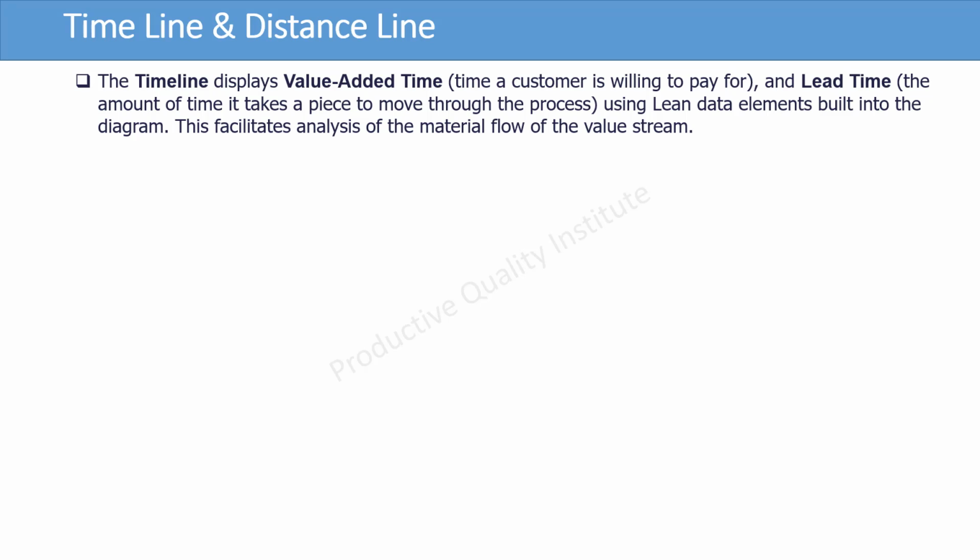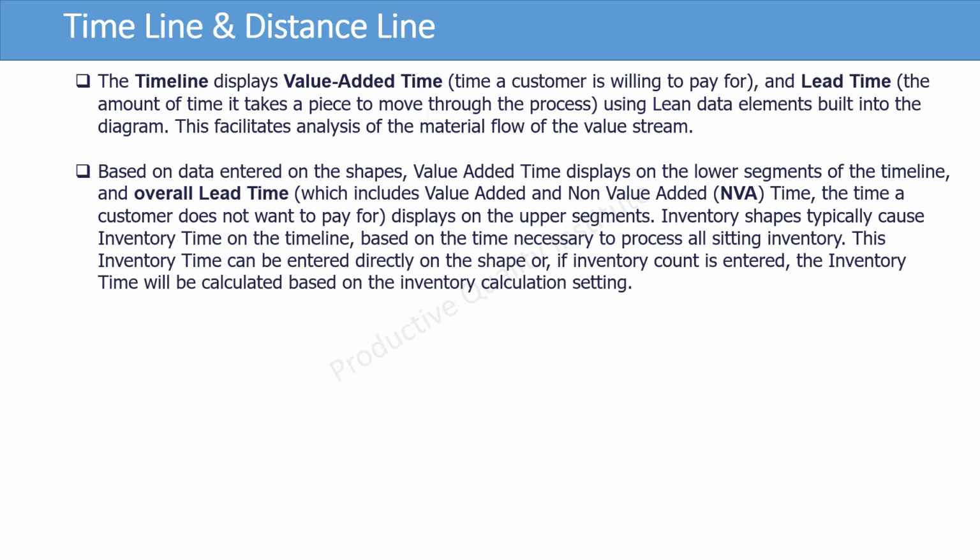The timeline displays value-added time, time a customer is willing to pay for, and lead time, the amount of time it takes a piece to move through the process, using lean data elements built into the diagram. This facilitates analysis of the material flow of the value stream. Based on data entered on the shapes, value-added time displays on the lower segments of the timeline, and overall lead time, which includes value-added and non-value-added time, the time a customer does not want to pay for, displays on the upper segments.